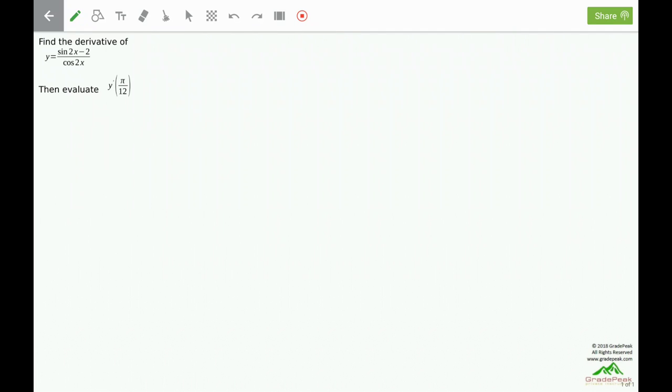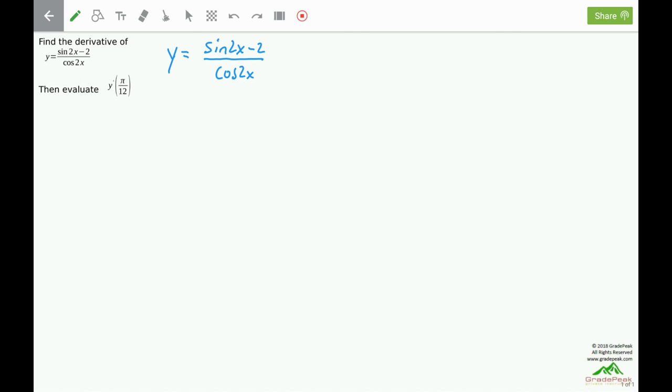Find the derivative of y equals (sine 2x minus 2) all over the cosine of 2x. Then evaluate y prime of pi over 12. Y here is the quotient of two different expressions, sine 2x minus 2 divided by cosine of 2x. One option for the derivative is to use the quotient rule.